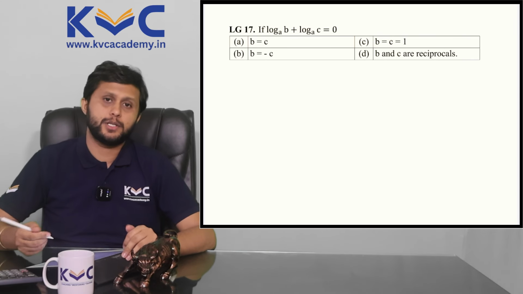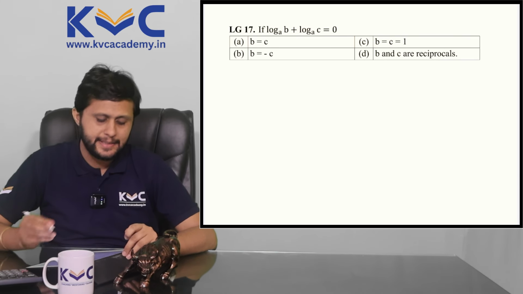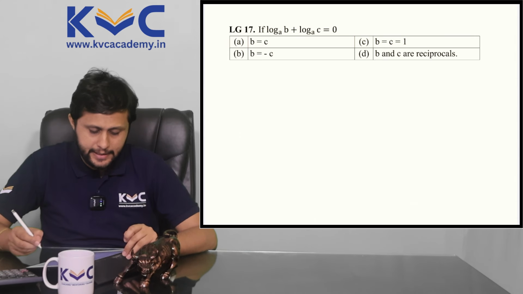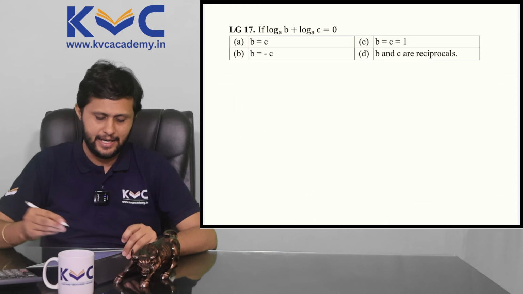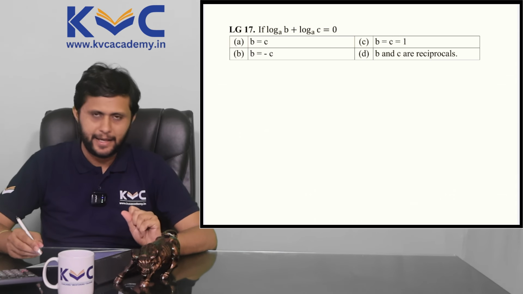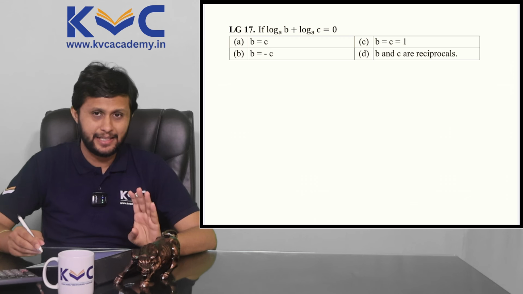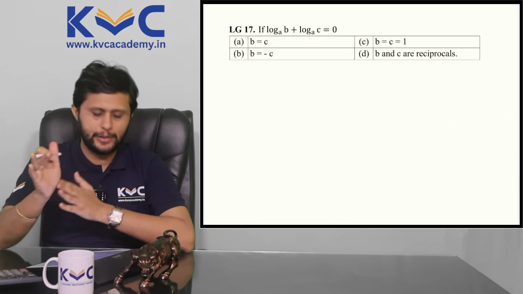Moving on to the next question. Question number 17. If log b to the base a plus log c to the base a is equal to 0, then we have to find the relation. Now we have two terms over here. I cannot take anti-log directly. I've told you there should be just one term and everything that is there should be inside logarithm.